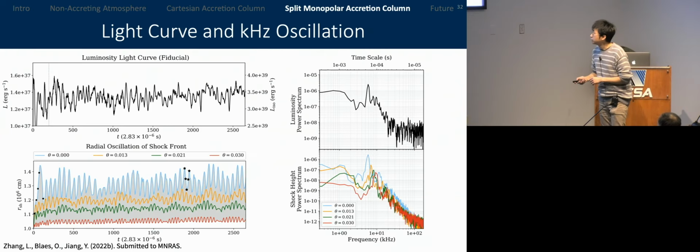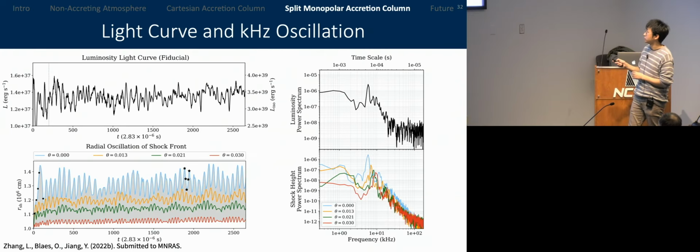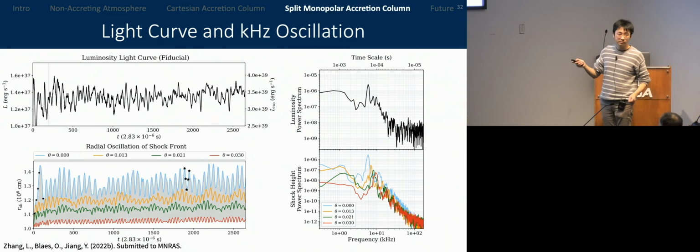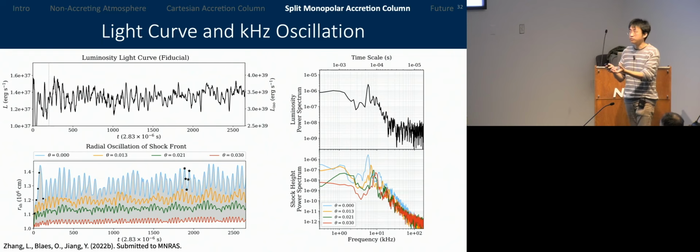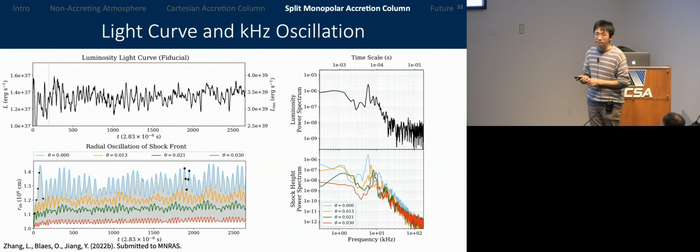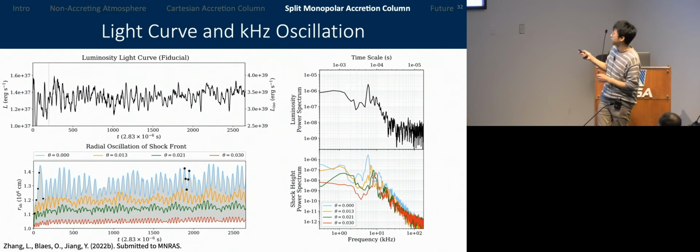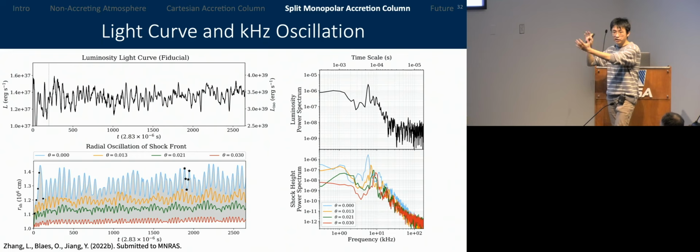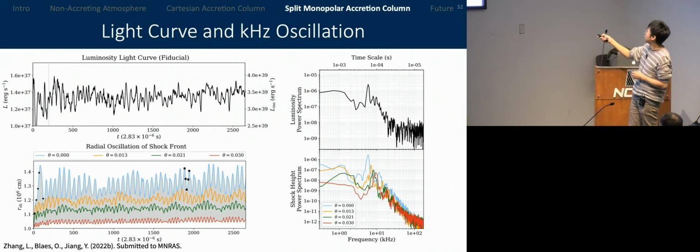Okay. So before that, I want to talk about this luminosity light curve. This is a lot messier compared to what we have in Cartesian. This is the radiation that we collect that escapes out of the system. And if you plot its power spectrum, it looks like this.